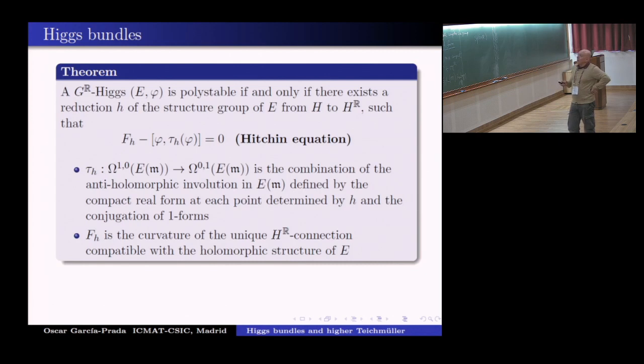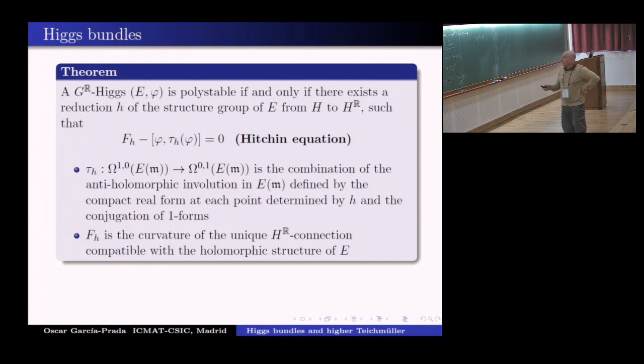So I give you a G_R-Higgs bundle, and you are interested in having a reduction of the structure group of E from H to the maximal compact. For example, if we're dealing with SL(n,C), this is just a Hermitian metric on E. So reduction to SU(n) will be a Hermitian metric. So this is the generalization of a metric. Reduction from G_R to the maximal compact is generally referred to as a metric, in that sense.